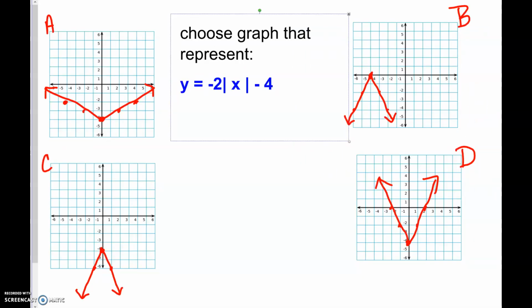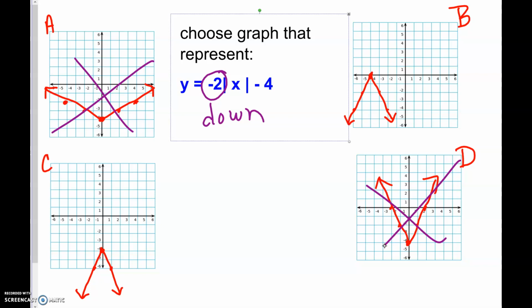All right, which graph represents this? Well, the first thing I'm going to do is look at this -2. Because of that -2, I know that it's opening down. So what that means for me is I'm not going to choose this one, and I'm not going to choose that one. I can get rid of those right away.